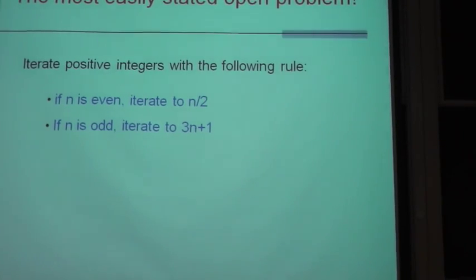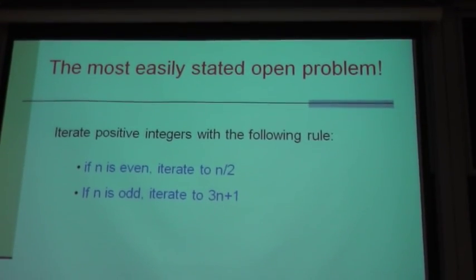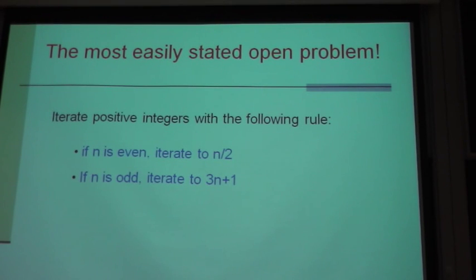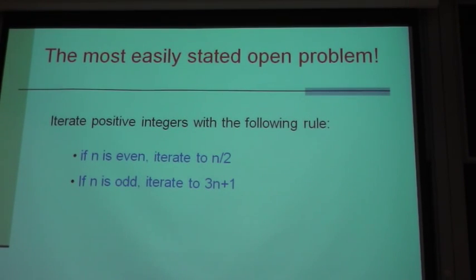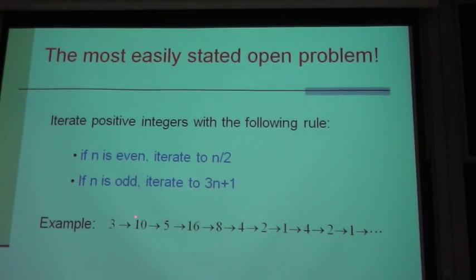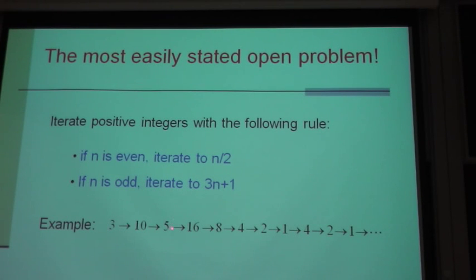If it's odd, you want to multiply by 3 and add 1. In either case, take the resulting number and then iterate. So for example, if you start with 3, that's odd, goes to 10. By the mapping, that's even, cut it in half, and so on and so forth. And you see that this 4-2-1 pattern will just iterate forever.